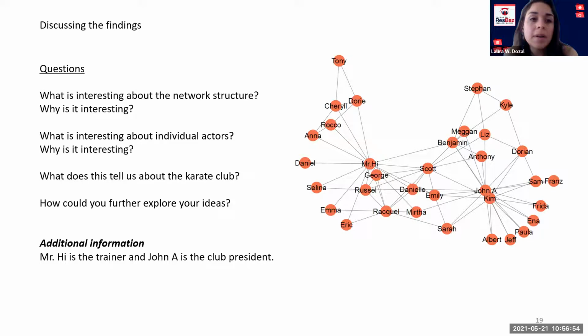So yeah, what about individual actors might be interesting? Maybe those that might not be so densely connected. Essentially, they keep to themselves in the club and maybe just connect with a few people that they know. And so what we've learned, what might the centrality measures that we've gone over tell us about the karate club?